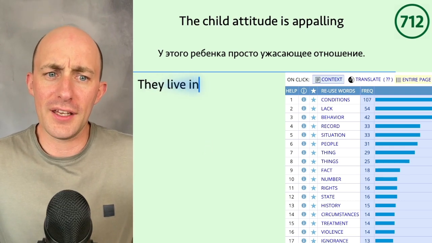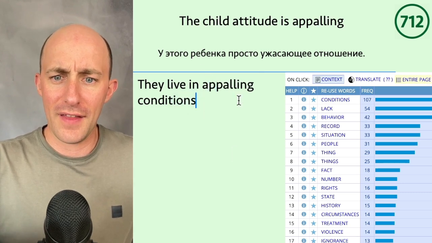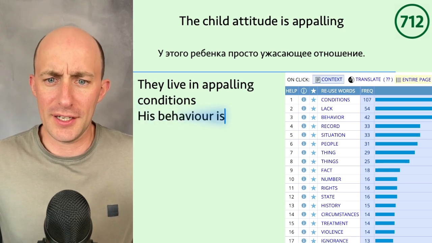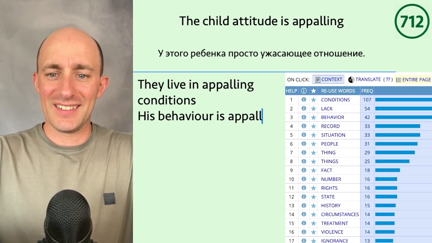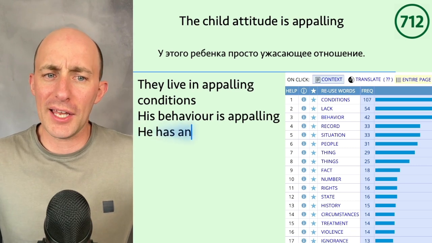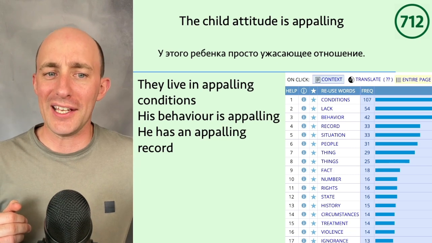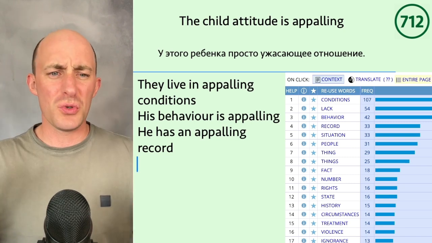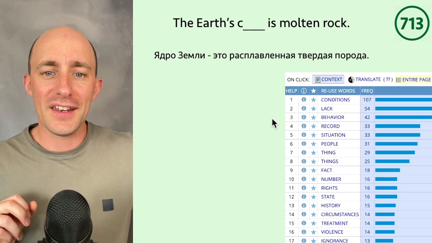They live in appalling conditions. Appalling conditions. His behaviour is appalling. No, I'm struggling with that word. Maybe it can cope with American pronunciation better. He has an appalling record. There we go. It can recognise American appalling better than British appalling. Anyway, never mind. Appalling, прямо ужасающее. Really terrible.